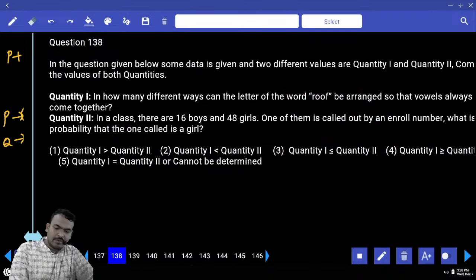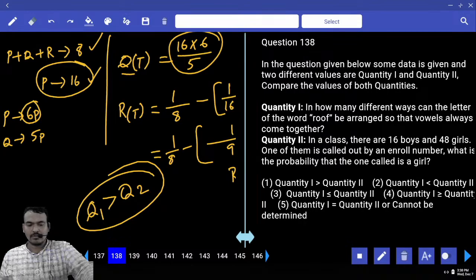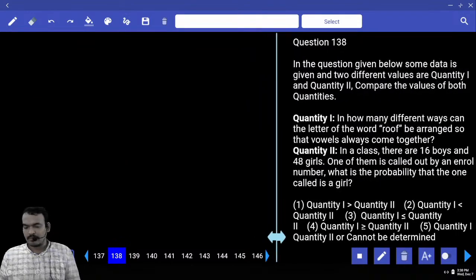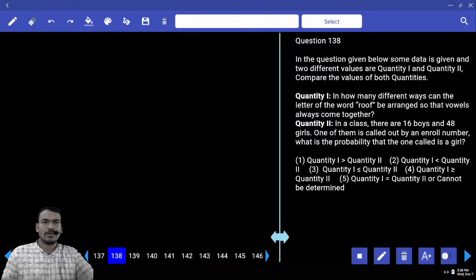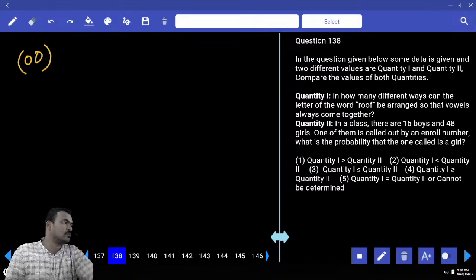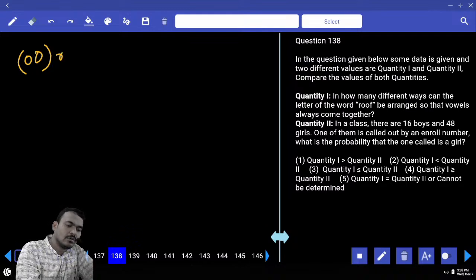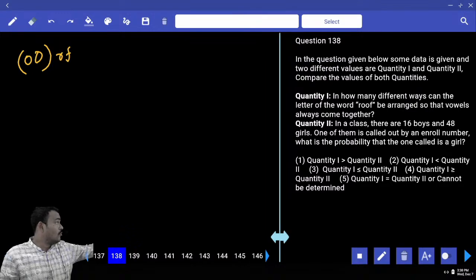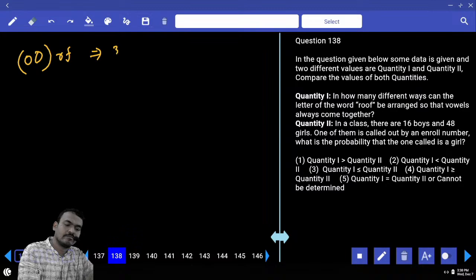Next question number 138. In how many different ways can the letters of the word roof be arranged so that all the vowels come together? First of all, in total how many letters are there? 4 letters. In that how many vowels? 2 vowels. Those 2 vowels we take together, meaning we consider those 2 vowels as only 1 letter. Remaining how many letters? 2 letters. Then 1, 2, 3. Total 3 letters. Then how many ways do we write? 3 factorial ways.